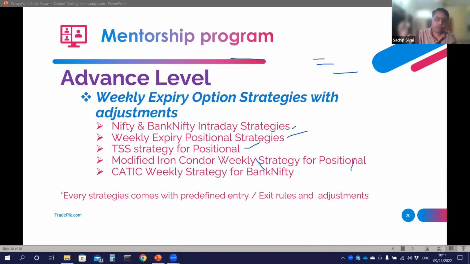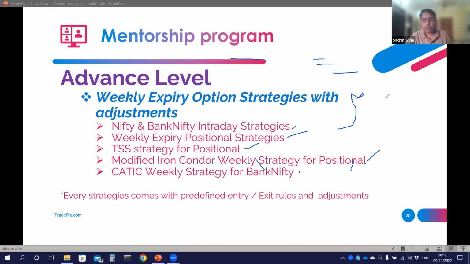Okay, so you will learn this strategy, and we will learn one more strategy, the TSS strategy we create on Tuesday. It's for positional trades in Bank Nifty, and we will learn the modified iron condor, the same strategy I have just shown you. That was the modified iron condor, or trapdoor iron condor strategy for Bank Nifty and positional. And we will learn the Catic strategy, the same one I shared previously.